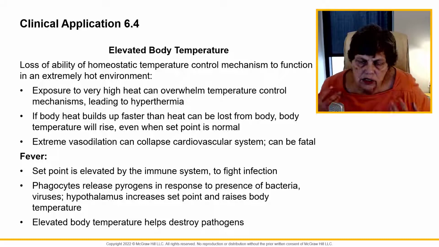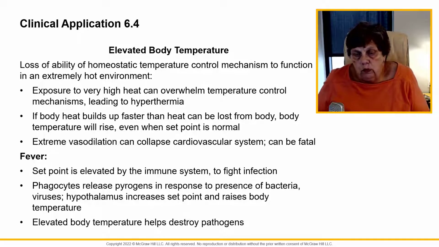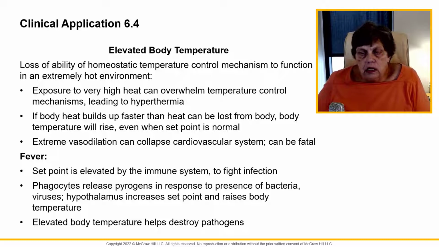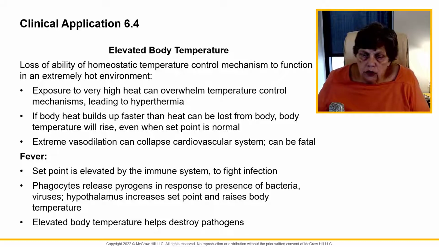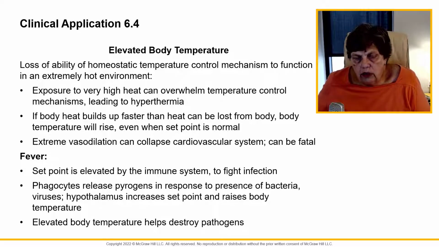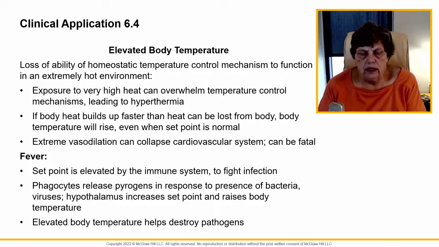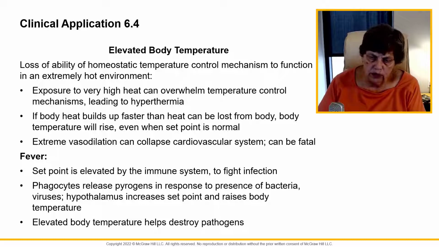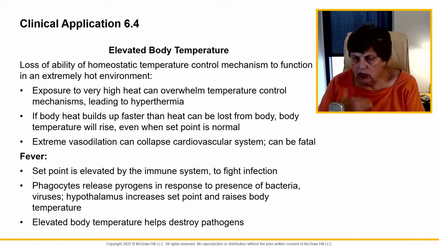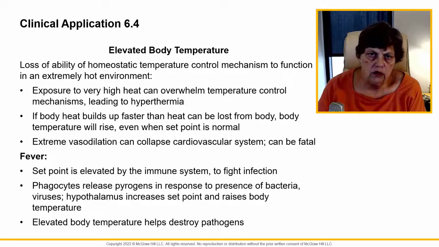These pyrogens raise our set point. The reason why we want to raise our set point is that bacteria that live in our body and are pathogens to us like our normal body temperature. If you raise the body temperature, you have a good chance of killing them. So this is an automatic response that happens, and the hypothalamus increases the set point to raise that body temperature and hopefully help destroy those pathogens.